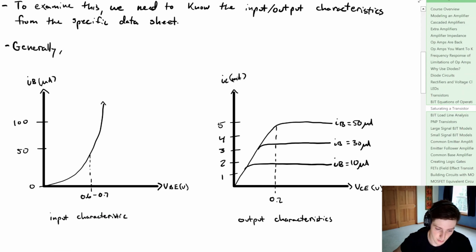Now, generally, with your input characteristic, you're going to be looking at the base current and VBE. Now the output characteristic, or perhaps characteristics, we're going to be looking at the collector current and then VCE, or the voltage between the collector and the emitter. Now we're going to have a few different plots here, and they're going to be dependent on what the base current is. Now what you can see here is if we consider the case where the base current is 50 microamps, if we have VCE greater than 0.2 volts, well, what do we get?